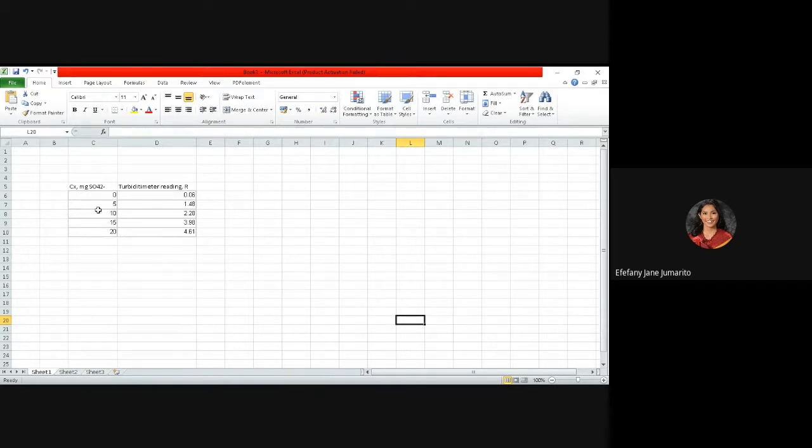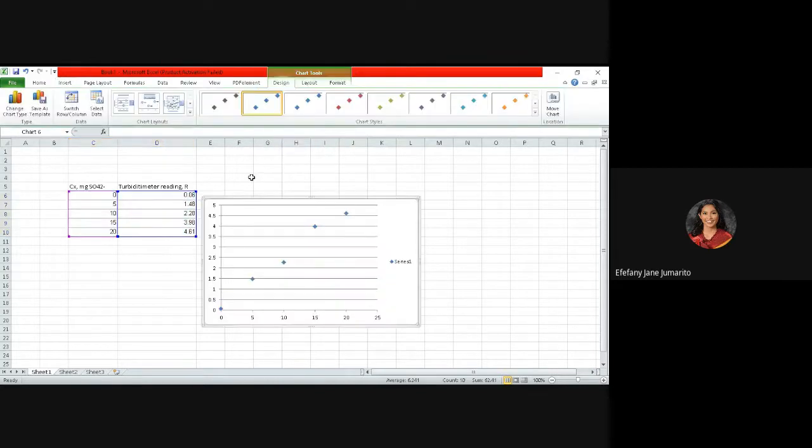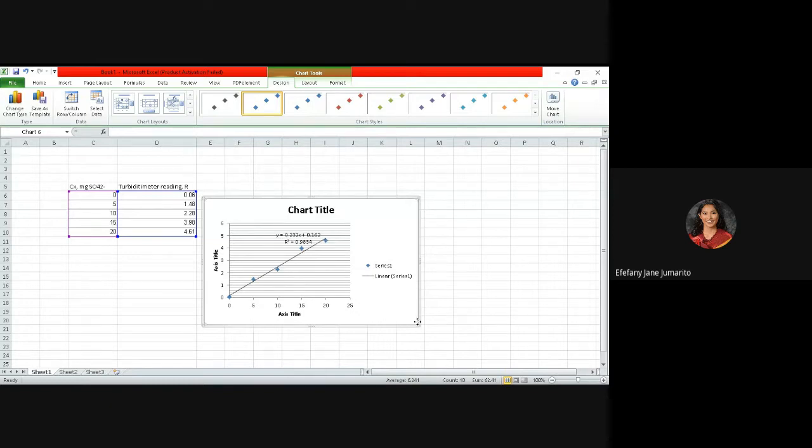So this is your data. Now, what are you going to do? You are going to plot a line. You select the data and then insert, insert scatter. Okay, so this one.